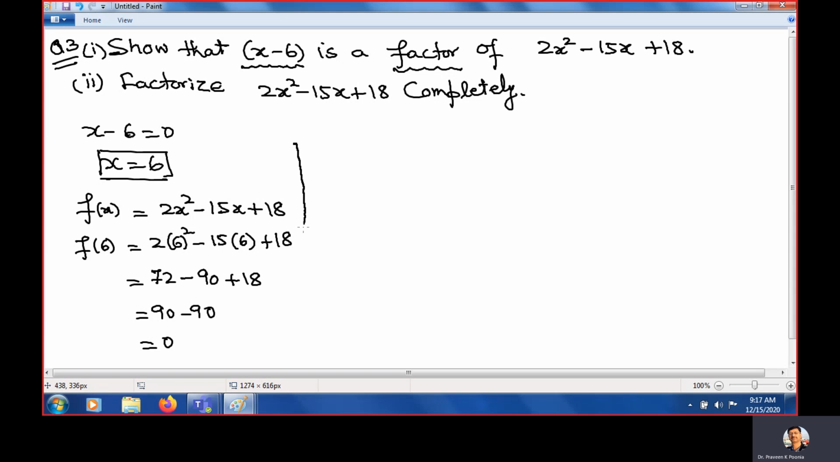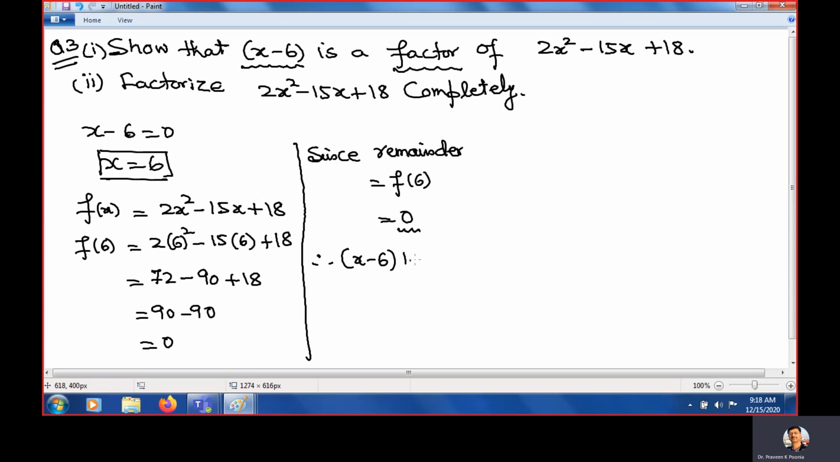So what will we write? Let us make a line. Since the remainder, what do you mean by remainder? f(6) is equal to 0. The remainder is f(6), and the value of f(6) is 0. Therefore, x minus 6 is a factor of 2x square minus 15x plus 18. Now, question number 2.